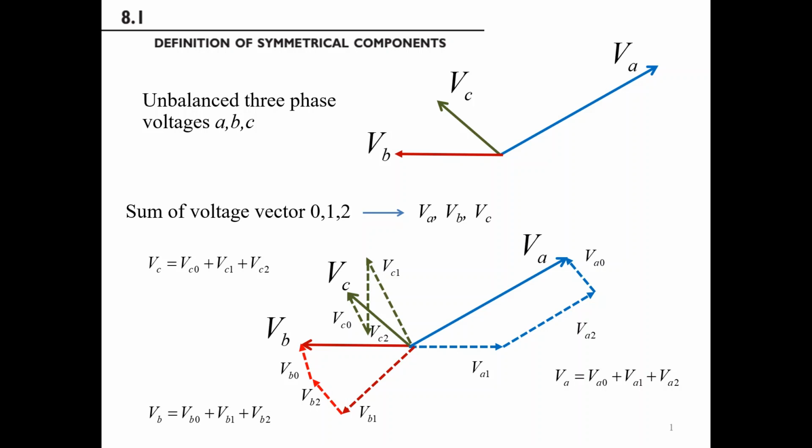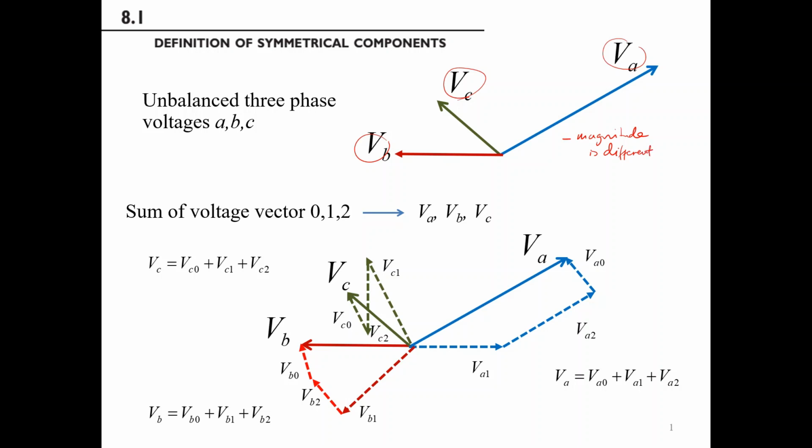Now you can see from this picture that we are discussing the unbalanced three phase. In this phasor diagram, VA, VB, and VC are of course unbalanced. Why can I say this is unbalanced? Because of two properties. First, the length of these three voltages are not equal. The magnitude is different.